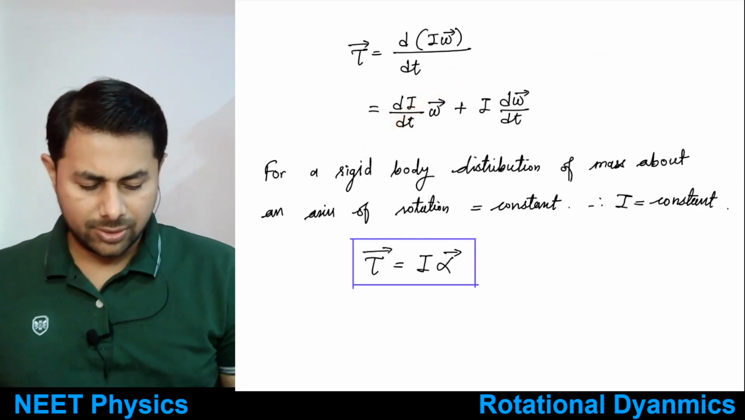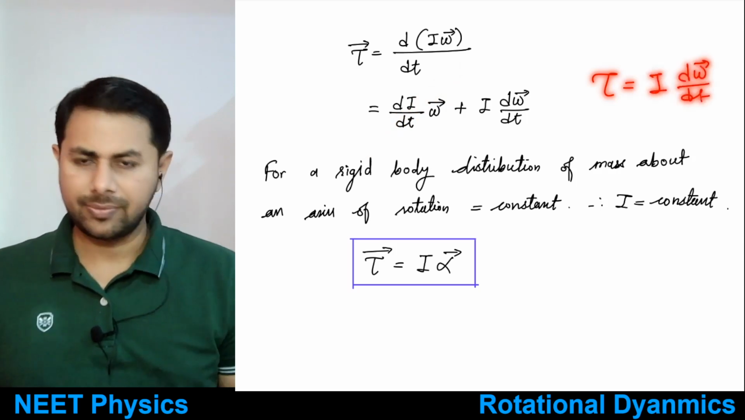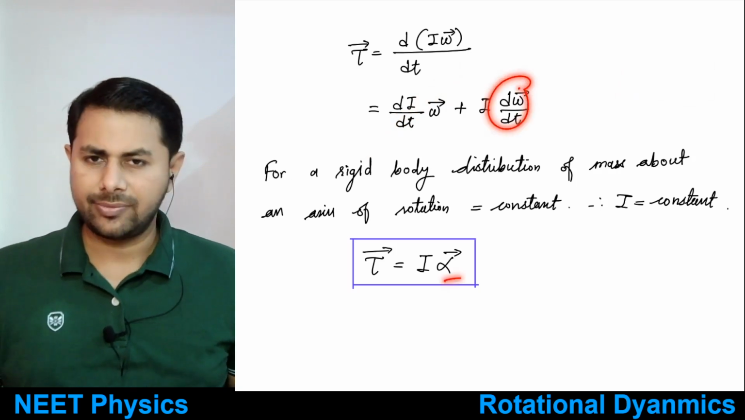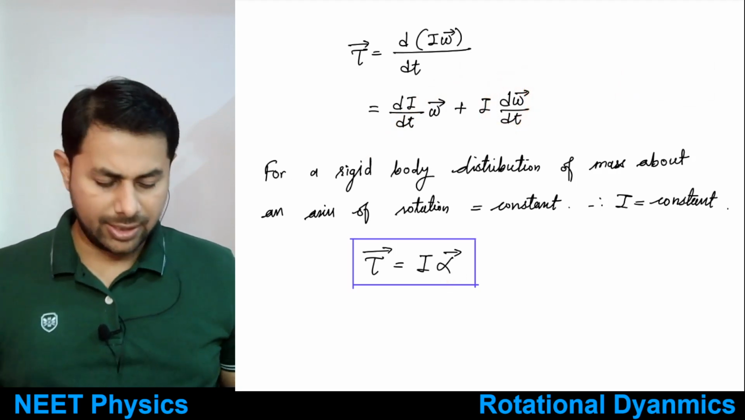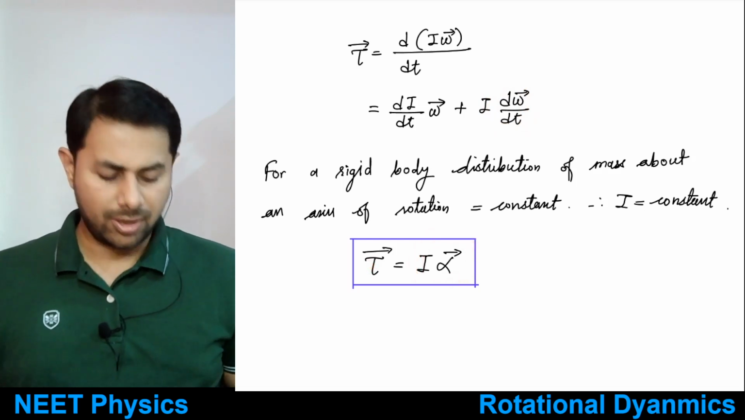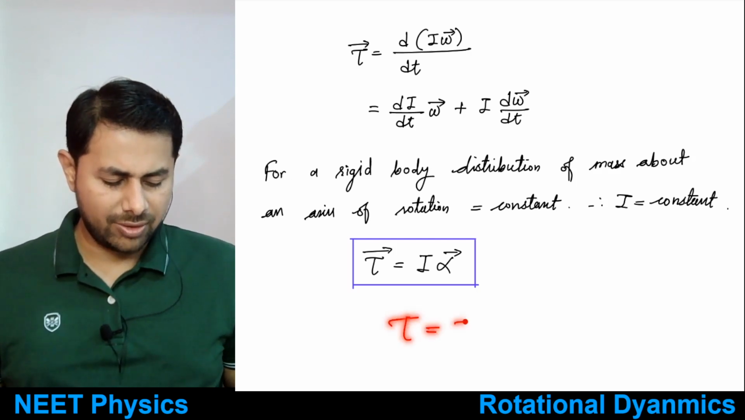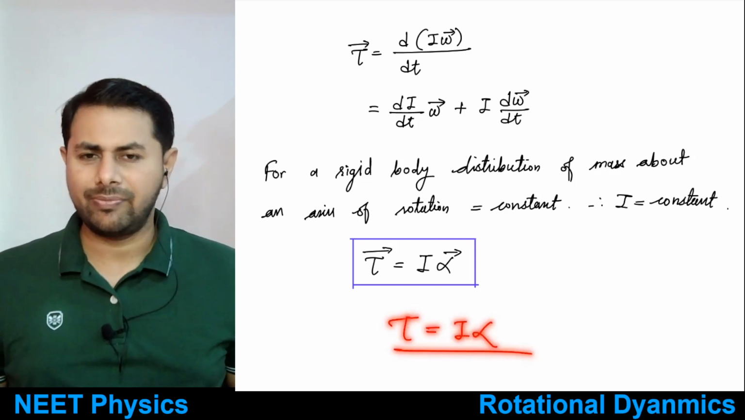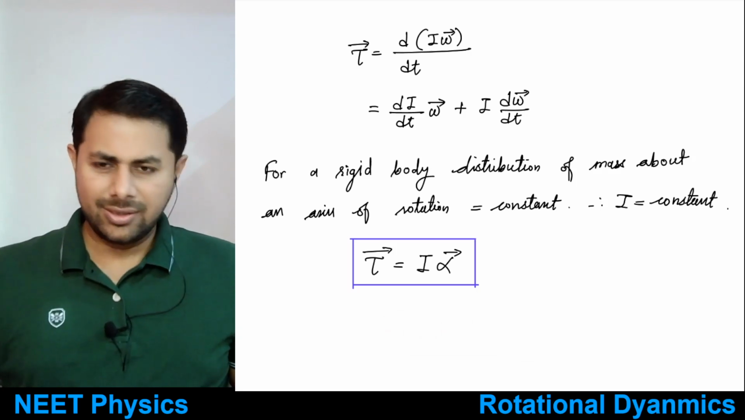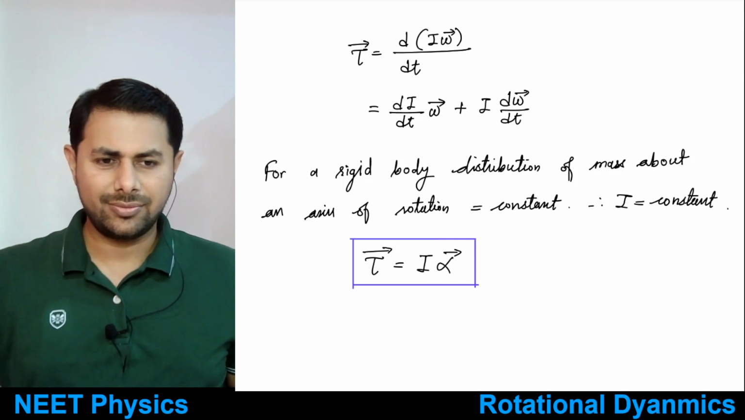So what do you have? Torque is just equal to I multiplied by d omega bar by dt. What is d omega by dt? It is alpha. So you get another relation: torque is equal to I times alpha bar, that is, tau bar equals I times alpha bar, or tau equals I times alpha in scalar form. Is this clear?